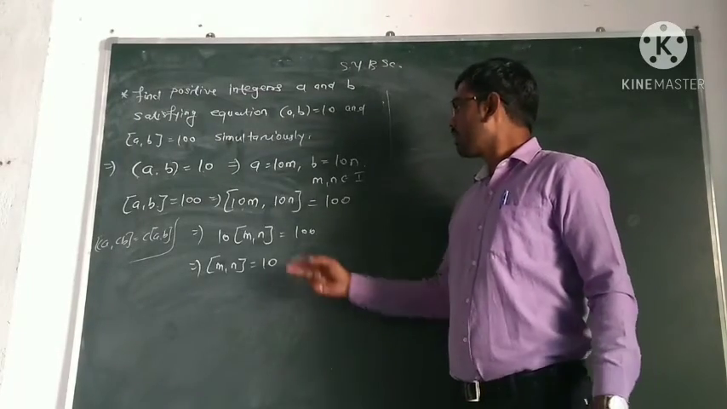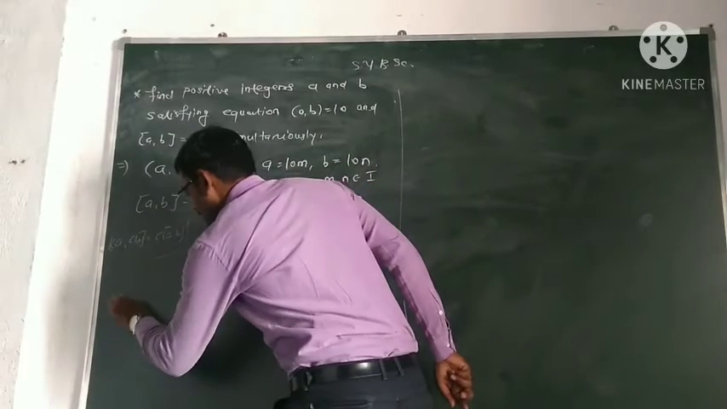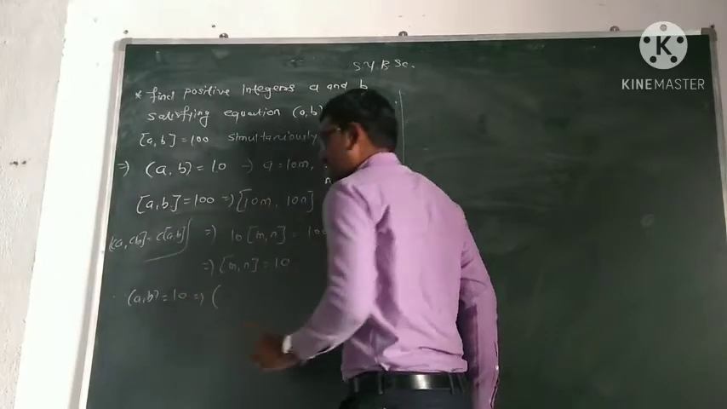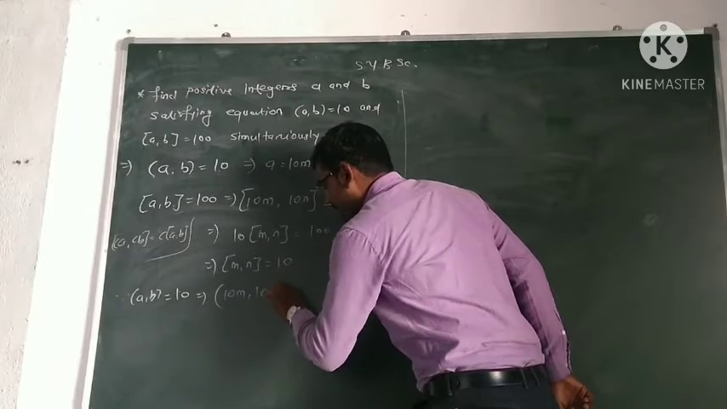Also, put these values in the GCD. Since GCD of A and B is equal to 10, with A equal to 10M and B equal to 10N.